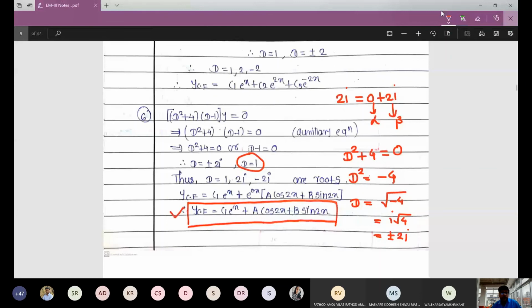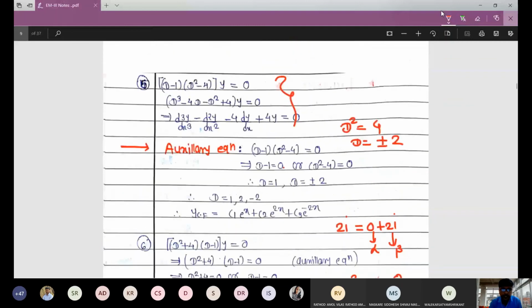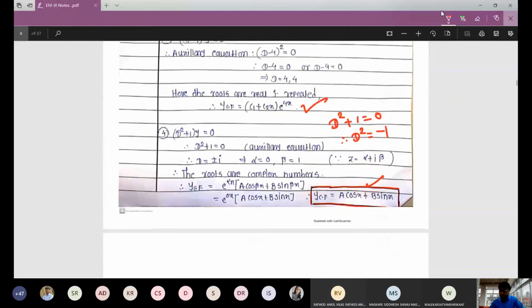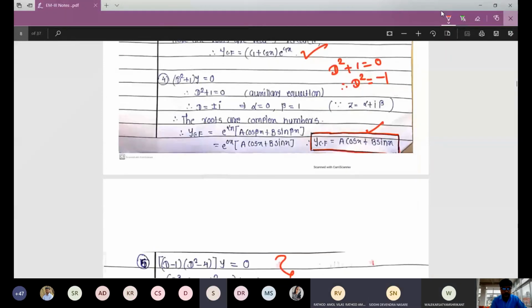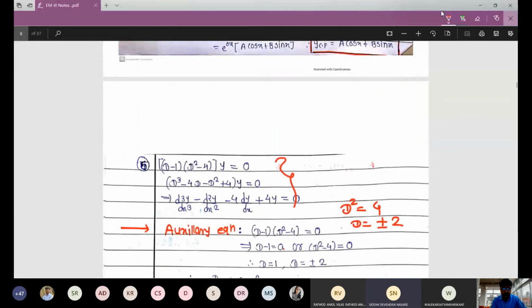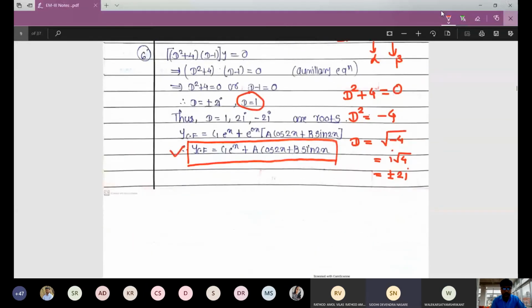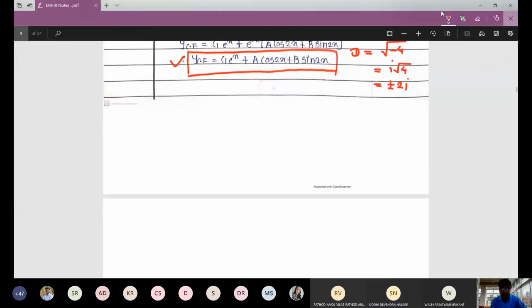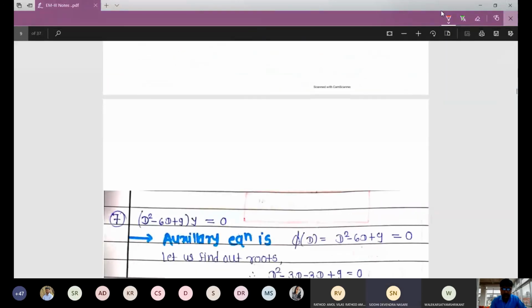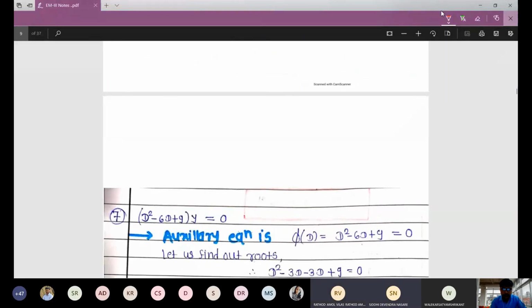Do you understand all the examples? Is everything clear now? Last one, 6. Yes, sir. Yes, sir. Okay, good. Somebody said last example. Any doubt in the last example? Yes, sir. 6.